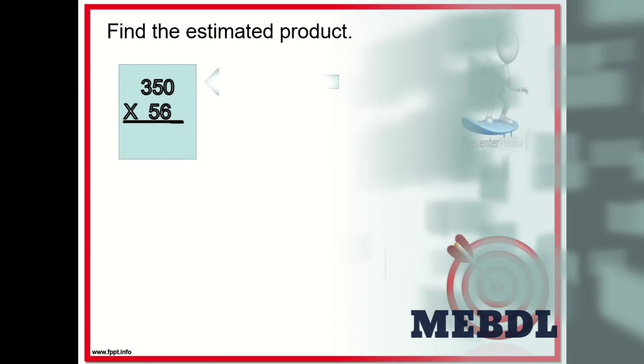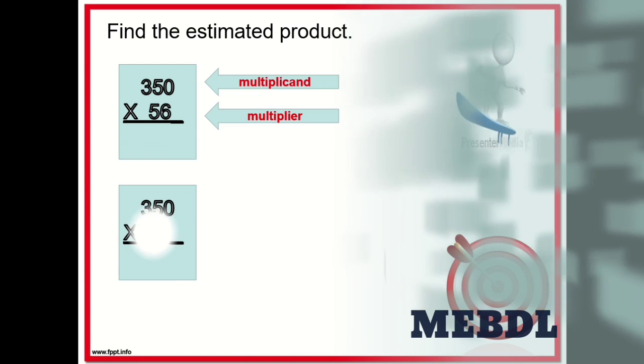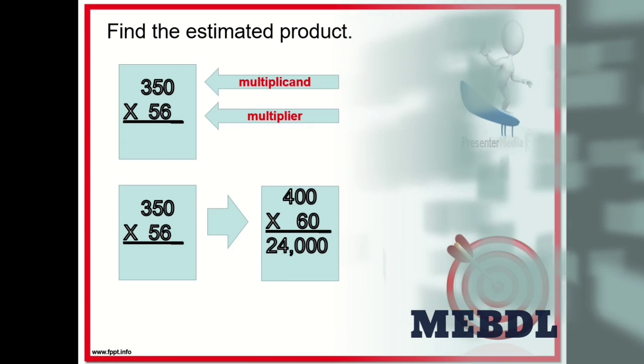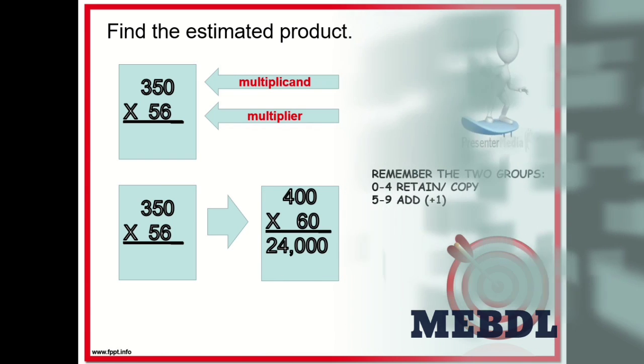Find the estimated product of 350 times 56. Okay, remember the two groups: 0 to 4, retain or copy; 5 to 9, you just need to add 1. Beside 3 is 5. 5 belongs to the second group.